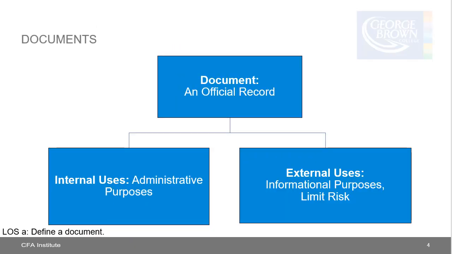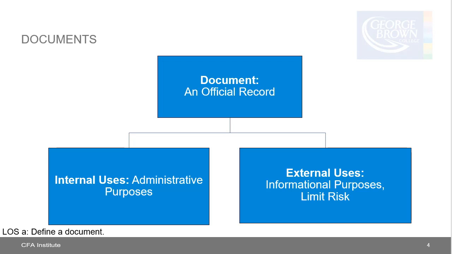Learning outcome statement A is define a document. Objectives and classification of documentation. Every time an investment manager places an order and purchases a security, for instance, a large number of documents are developed to record the trade. A document is a piece of written, printed, or electronic matter that provides information or evidence, or that serves as an official record, for instance, of the purchase or sale of a security.